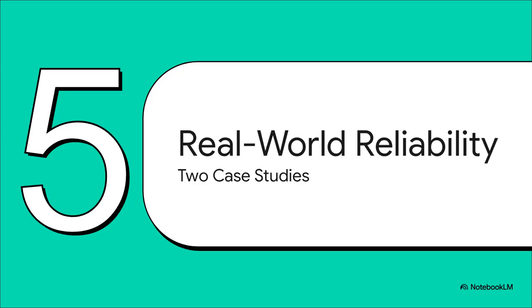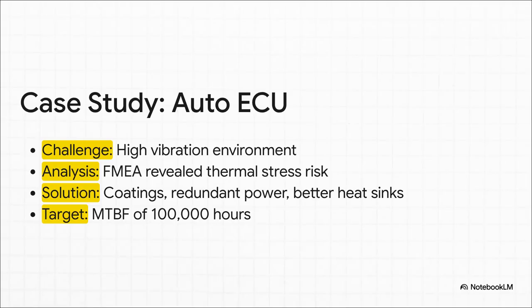Okay, let's put all this together now. Let's see how these principles, the definitions, the design tricks, the crazy testing, all come together to solve actual problems you might have seen. So let's take your car's ECU. That's basically its electronic brain. It has to live in a really harsh environment with constant vibrations and temperature swings. So engineers run an analysis called an FMEA. It's a systematic way to predict what could go wrong. They identified heat as a huge risk. So what did they do? They designed in solutions: protective coatings, better heat sinks, backup power. The goal? An MTBF of 100,000 hours. That is over 11 years of running nonstop without a failure.